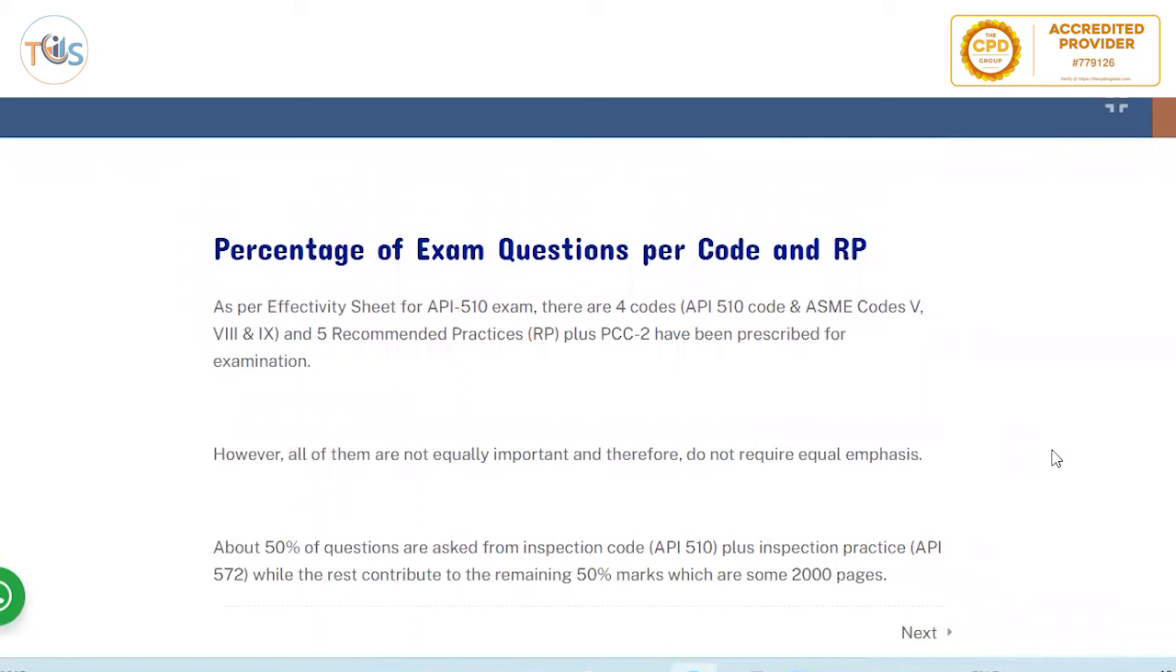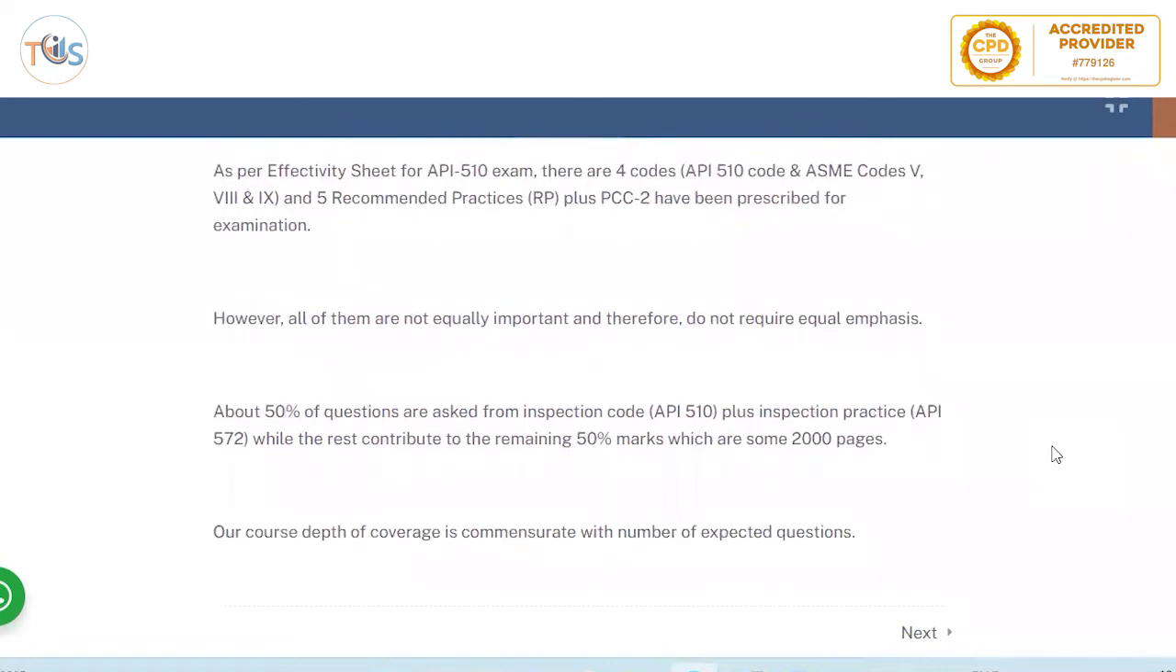Okay, let's see what the percentage of questions per code and recommended practice is. As per the publication effectivity sheet and the body of knowledge, there are 4 codes: 510, ASME Section 5 NDT, Section 8 construction code for pressure vessels, and Section 9 welding, and 5 recommended practices plus PCC-2 that has recently been added to the publication effectivity sheet. But they're not all equally important, and we do not need to study all of this in depth.